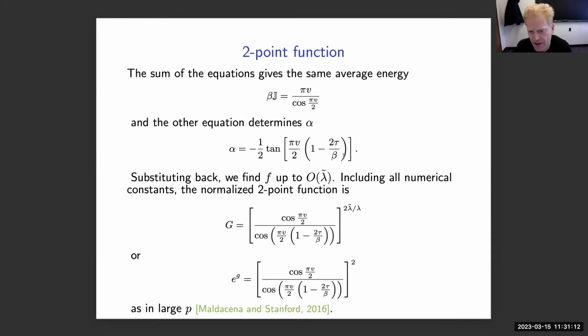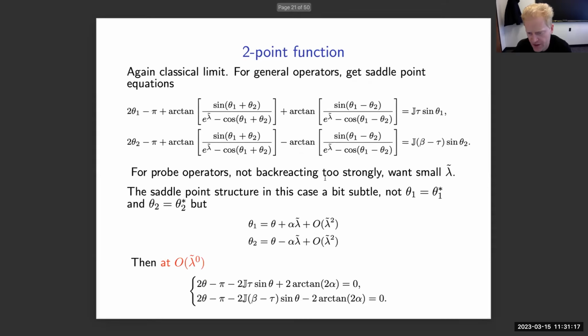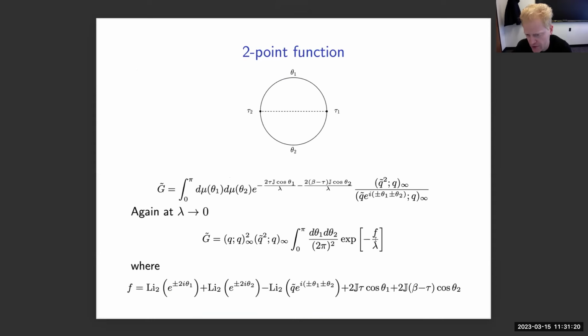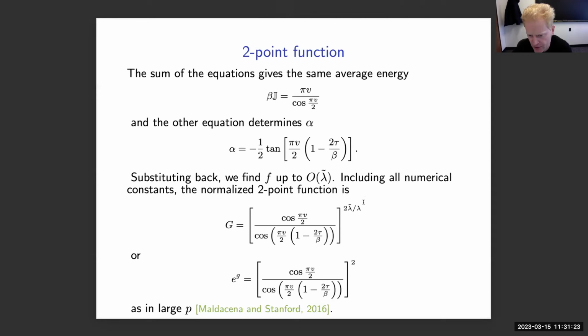We just plug in the saddle point back, calculate F up to order lambda tilde. So we'll get here essentially something that goes like lambda tilde over lambda, and this is this power that we get here. Once we normalize by the partition function, we just get this two-point function after plugging back the saddle point. That's it. Now, if we phrase it in terms of this e to the g, so this small g, just a reminder, it's in the Liouville action, that was the bilinear in the fermions, we just need to strip off this power of the operator size, and we just get this two-point function, which is exactly what Maldacena and Stanford got at large P.